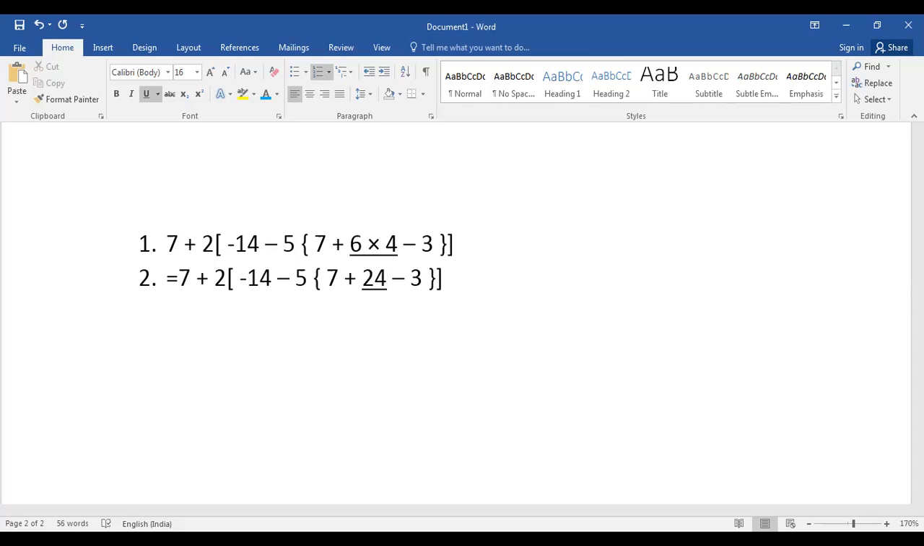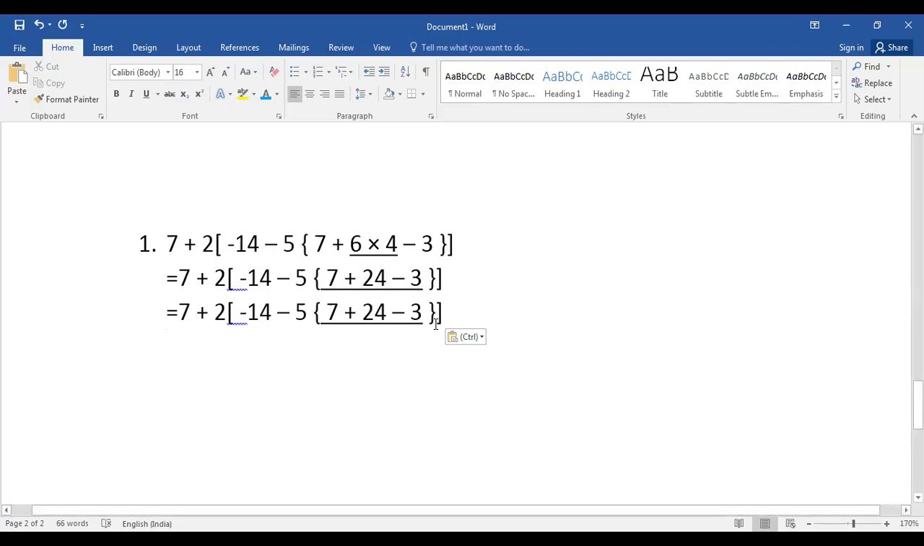24. Then our next step will be to solve this bracket. So 7 plus 24 minus 3. So what are you going to get there? 7 plus 24, you will get 31. 31 minus 3, you will get 28. So instead of this bracket, we are going to write 28.